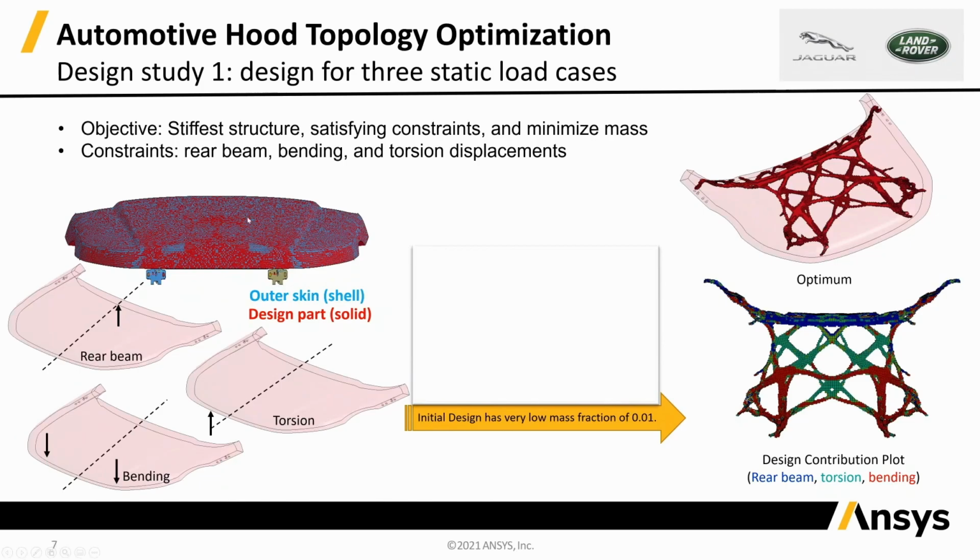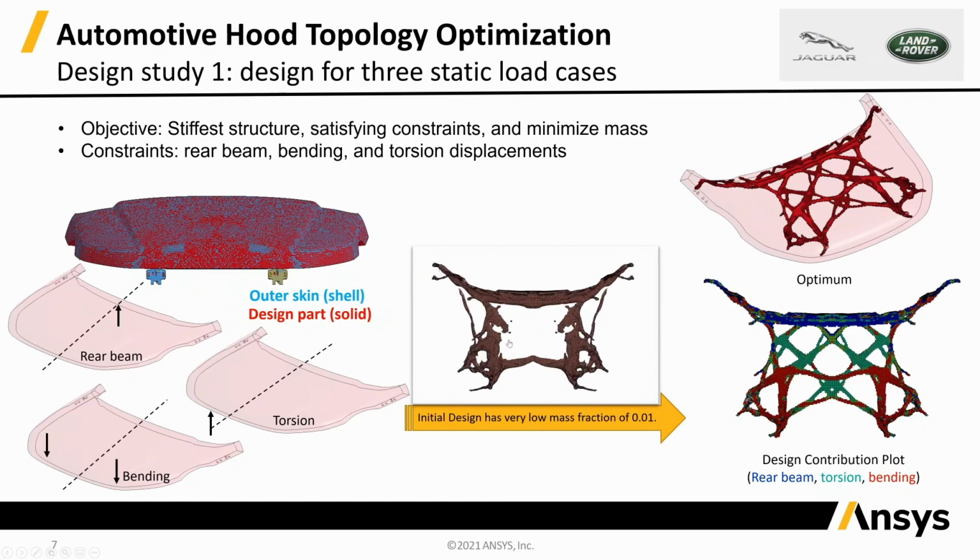On the left, we're showing the structure that we're designing. There's the outer skin of shells, and inside that there's a solid structure within which we will find the optimum topology. This is subject to three load cases: a beam load case, a torsion load case, and a bending load case. That's just the design history, how the optimal design evolved. It's shown over there as well. At the bottom right, in that colorful plot, we're showing the design contribution plot. That plot tells you which part of the structure is being used for which load case. The green part of the structure is being used for the torsion load case, while the red part of the structure is useful for the bending load case.